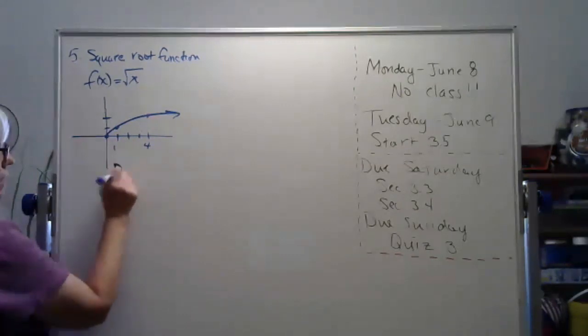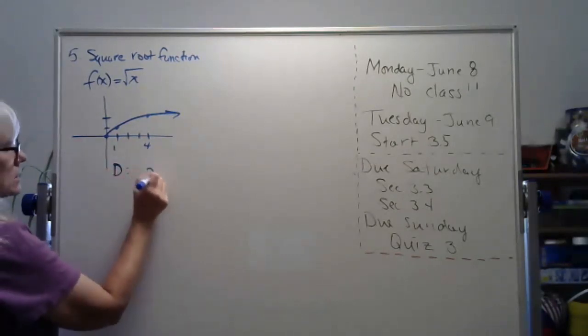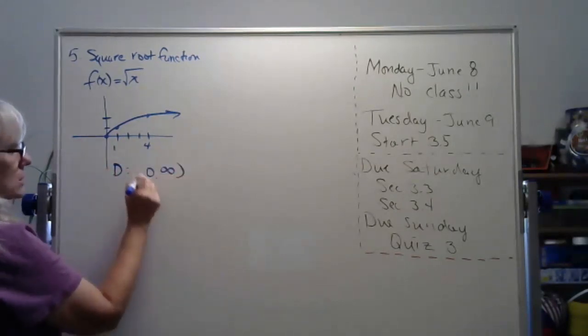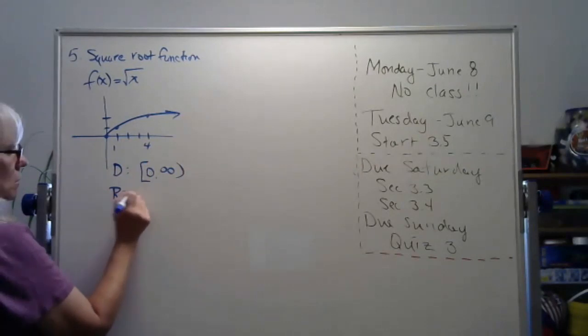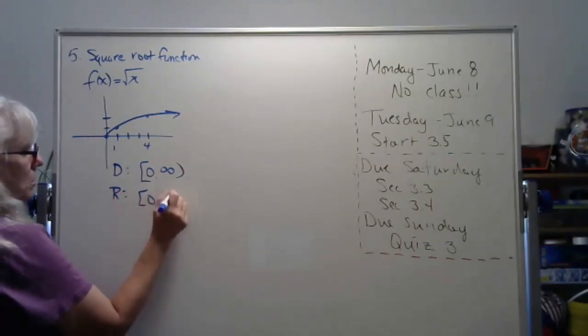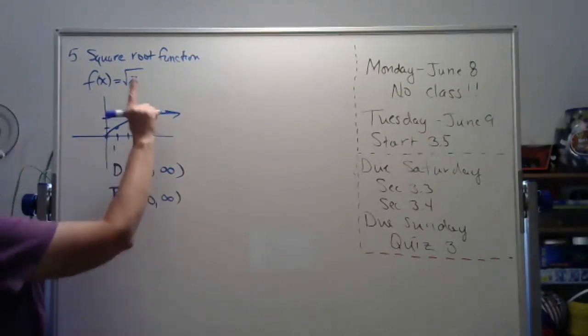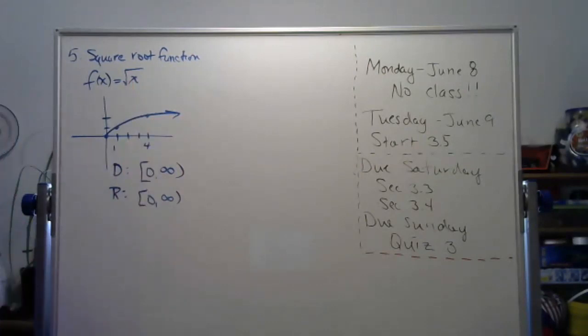Now, its domain and range are a little bit pickier. Its domain is going to start at 0 and go off towards infinity. Because the origin is an actual point, it's going to be a closed bracket. The range would be the same. So the bottom of the graph is at 0, the top of the graph is at infinity. It's always increasing. The intercepts are at the origin. In terms of symmetry, it has no symmetry, so it's neither even nor odd.